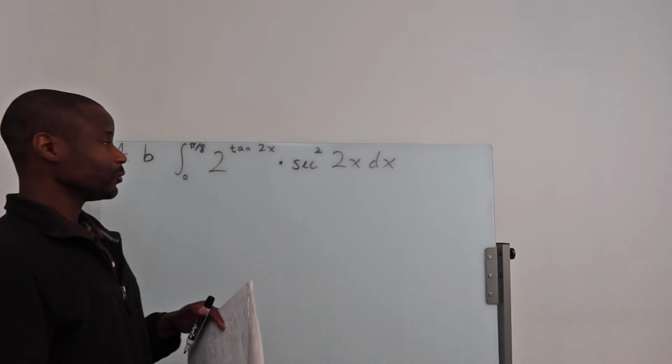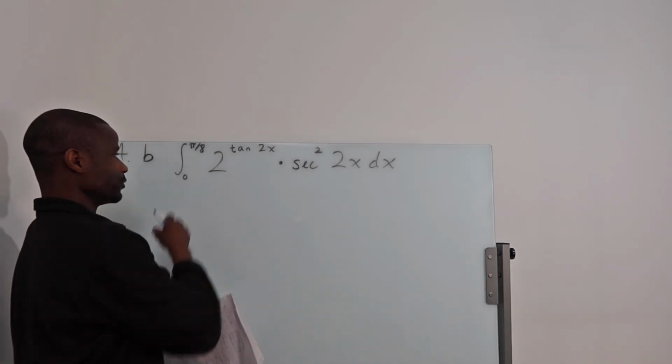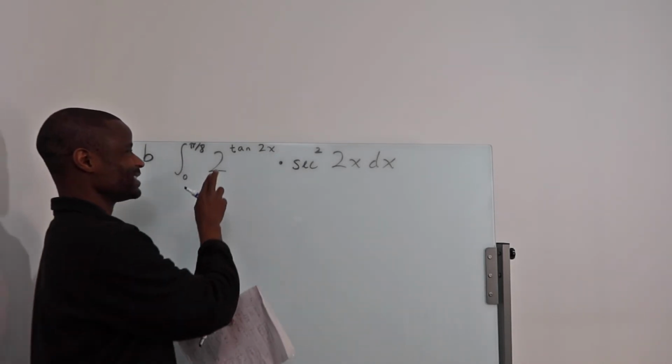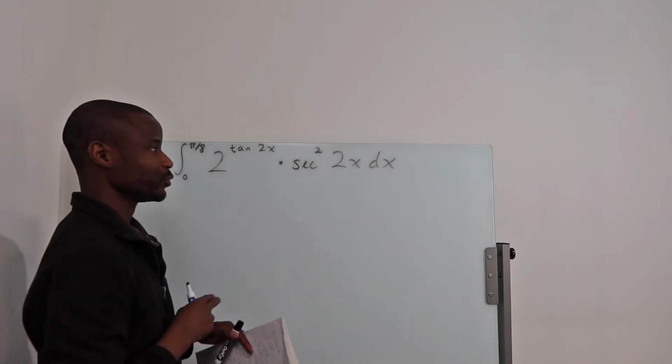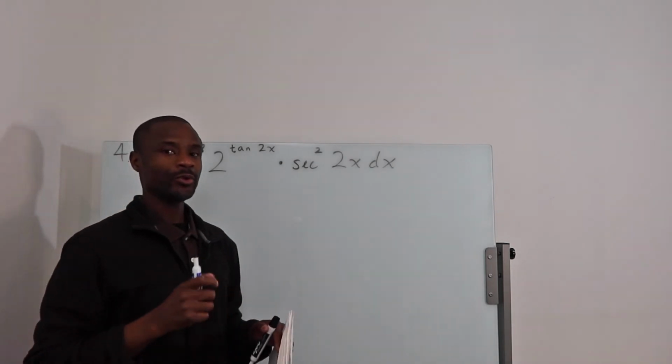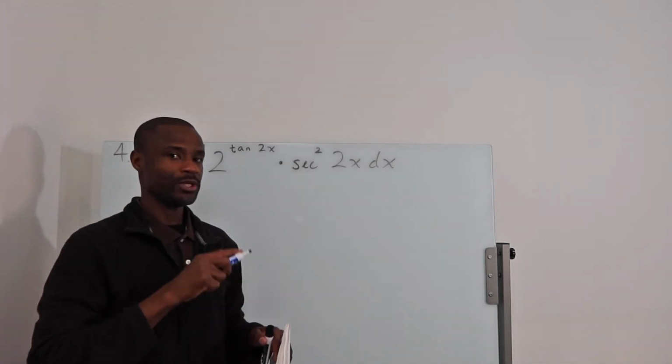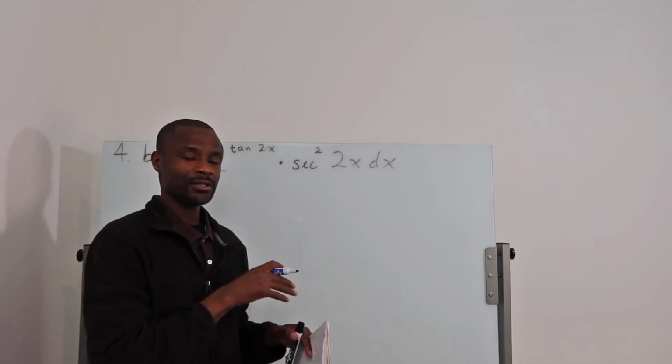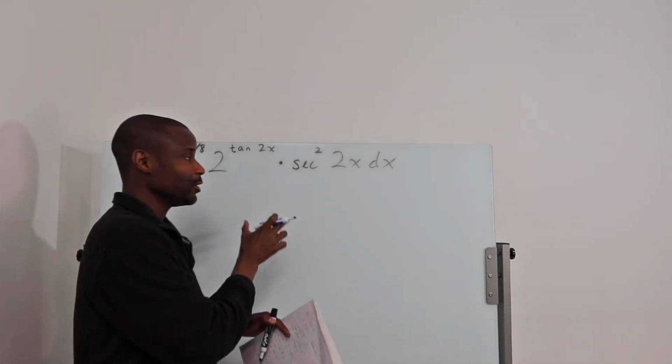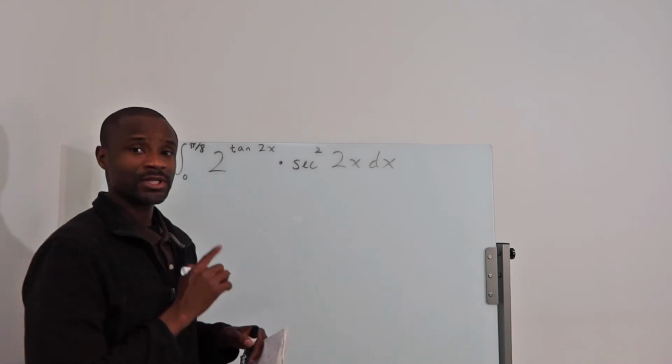For part B, we're asked to find the integral from 0 to pi over 8 of 2 to the tangent of 2x times secant squared 2x dx. Again, we want to pick our u such that when we differentiate, our derivative is contained within the integrand. Let's see what I mean here.